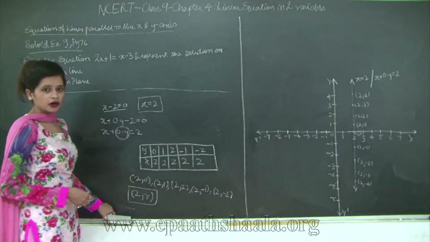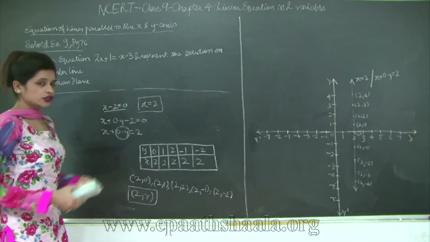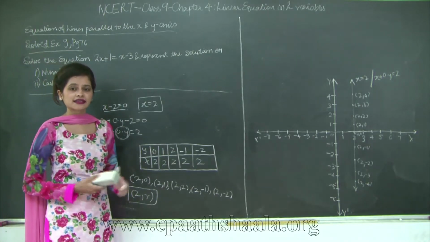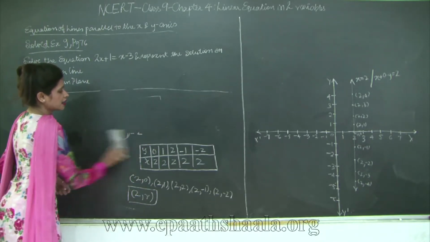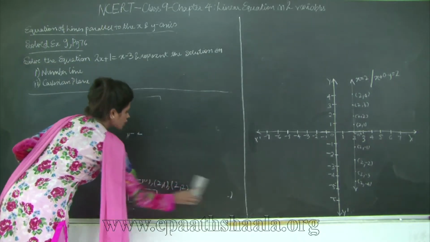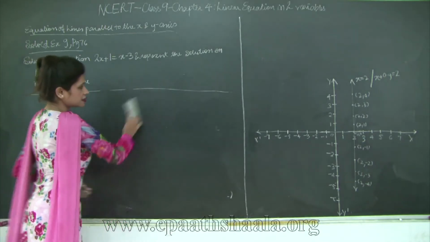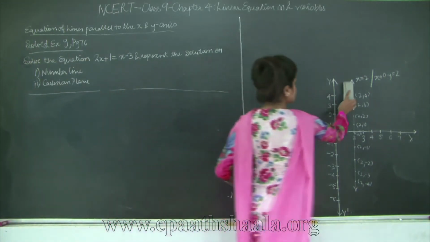So we have learnt about the equation of lines parallel to the x-axis and y-axis. Also we have learned the equation of the x-axis and y-axis. Now let's proceed with the solved example on page 76. Before we proceed, I'll erase this section.